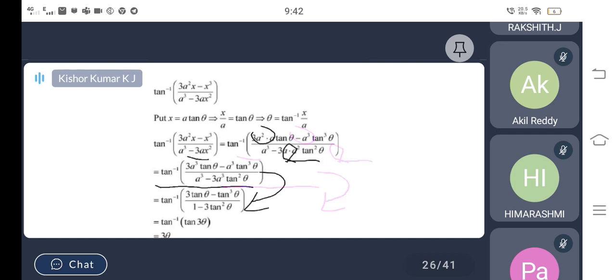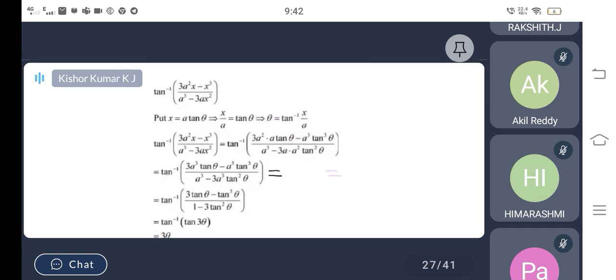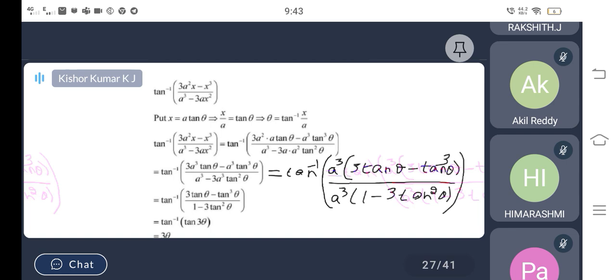We can easily take a cube as common. After taking a cube, the problem becomes in the form of tan inverse of. In the numerator, I will take a cube common, so the remaining terms are 3 tan theta minus tan cube theta. As well as in the denominator, I will take a cube common. It will give 1 minus 3 tan square theta. So this is what happened after taking a cube common.